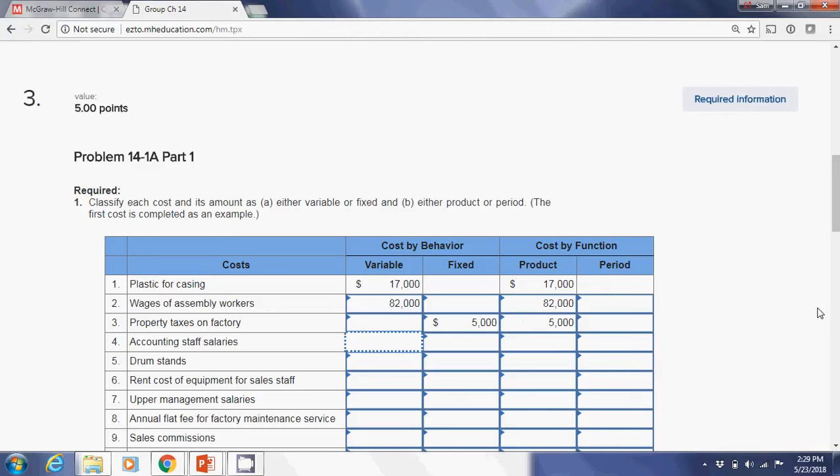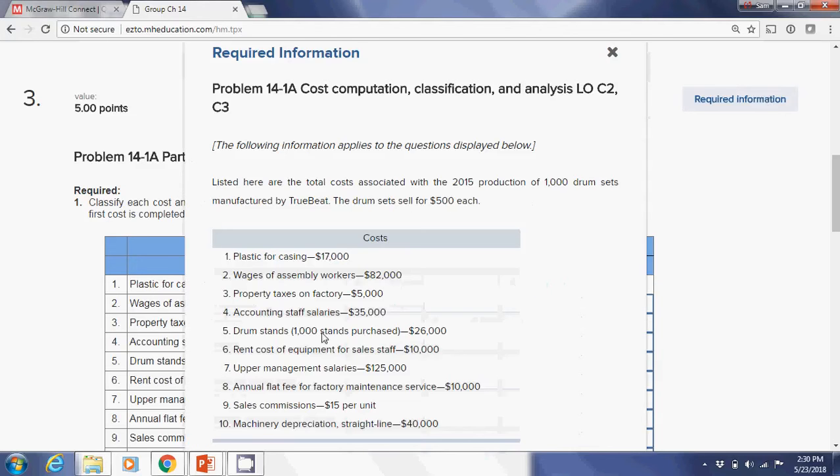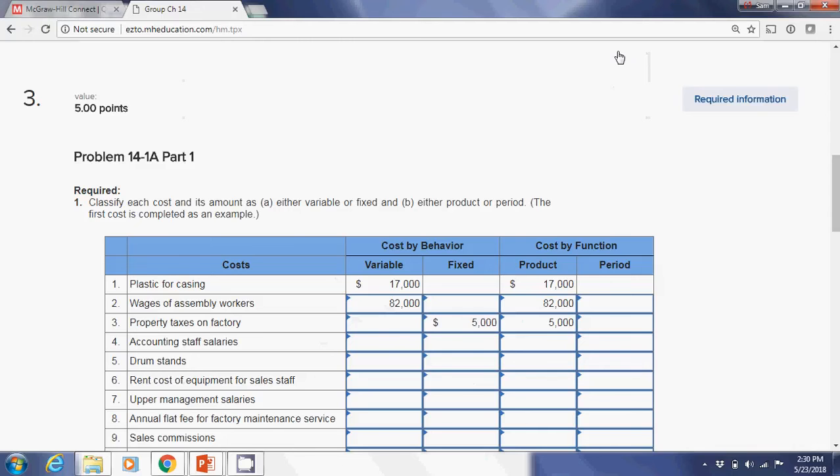Then we get accounting staff salaries. This is salaries now, right? Variable or fixed is the question. It's $35,000. Salaries never ever change in proportion to sales, so that's going to be a fixed cost. And do you think the accountants want to work in the factory, or do they want to work in a nice cushy office? I can tell you where I am sitting right now, and it's not a factory. It is a period cost.